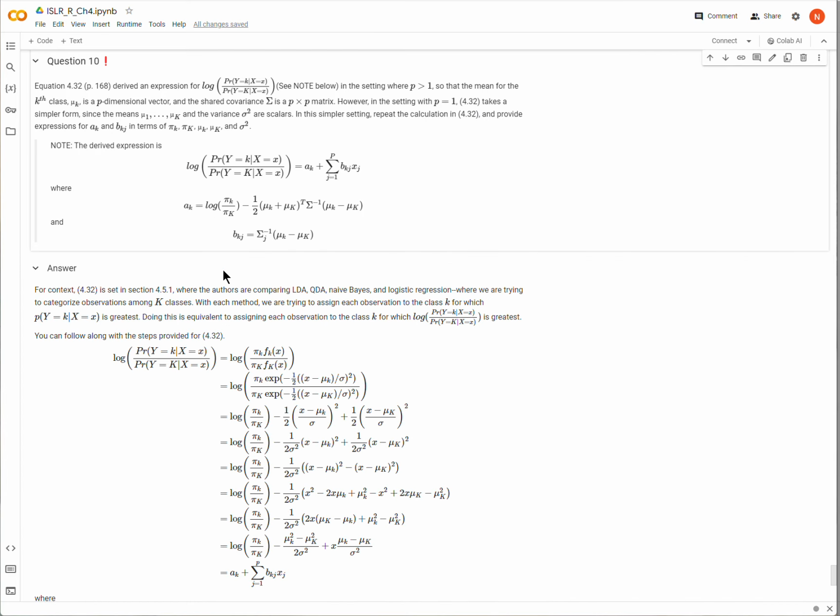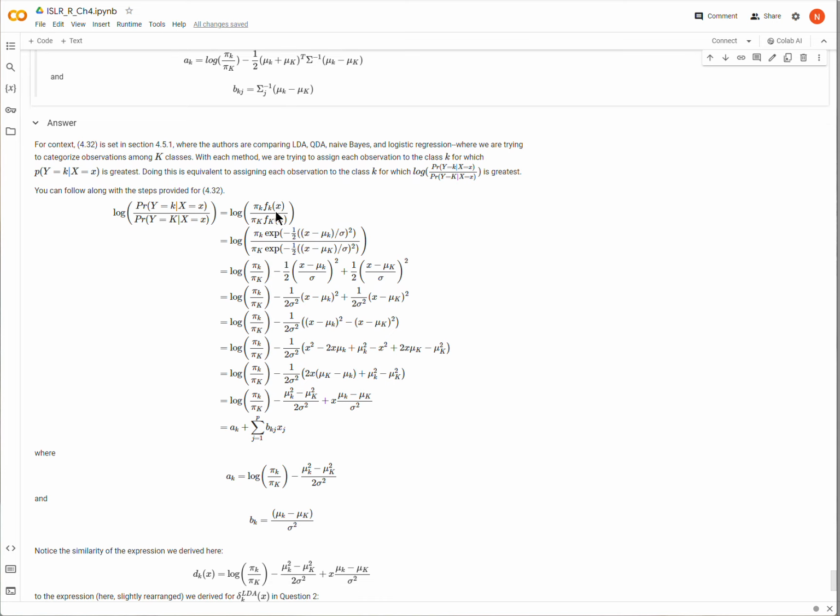Now we're asked to derive basically that same thing, but instead of having multiple dimensions, p dimensions, we have p equals 1 dimension. So in effect, instead of there being a covariance matrix among the p dimensions, there's just going to be one variance measure. So we're going to do that in the case where p equals 1.